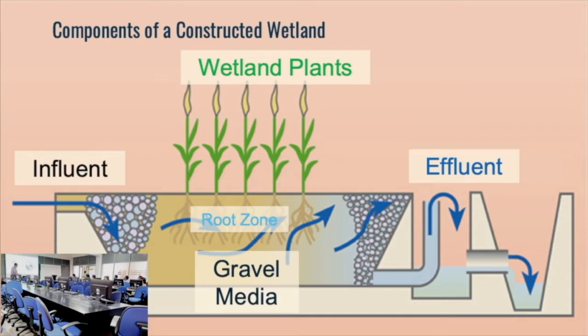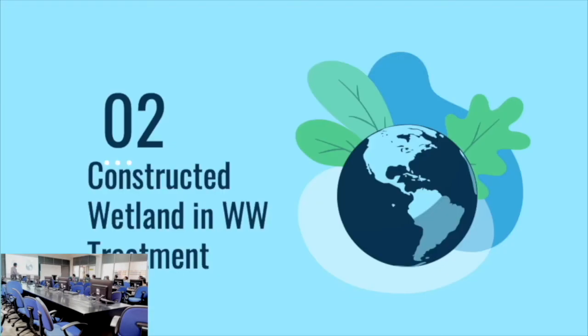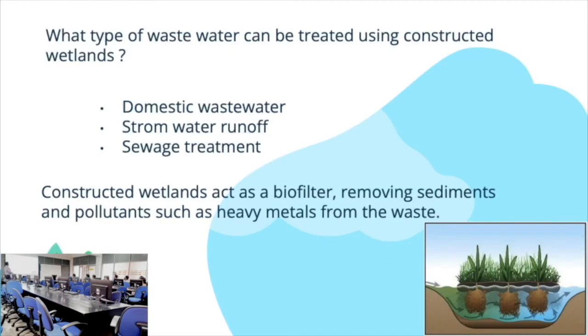Now let's see how we can use this constructed wetland for wastewater treatment. When we discuss the types of wastewater to which we can apply this system, of course domestic grey water, which we have done in India as well, and stormwater runoff, and black water or toilet waste can also be treated by using our wetland system. Basically a wetland system acts as a biofilter, removing sediments and pollutants such as heavy metals from the waste.